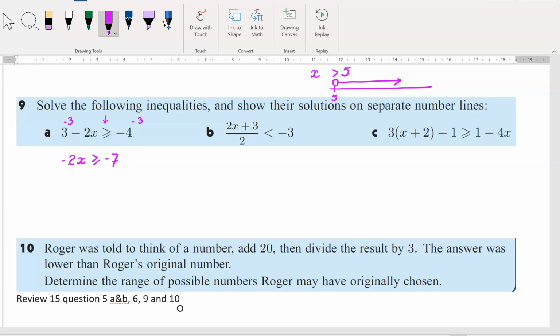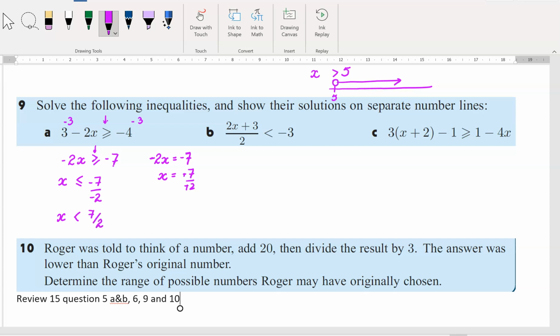Now if that was just minus 2x equals minus 7, we would happily say x equals minus 7 over minus 2. The negatives cancel out and we get x is 7 over 2, 3.5. But with what we've got here, because I am dividing by negative 2, my inequality has to now go the other way. So it's x is less than 7 over 2, okay?